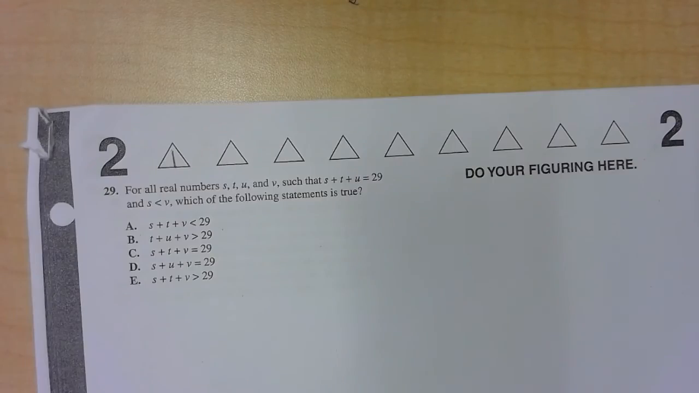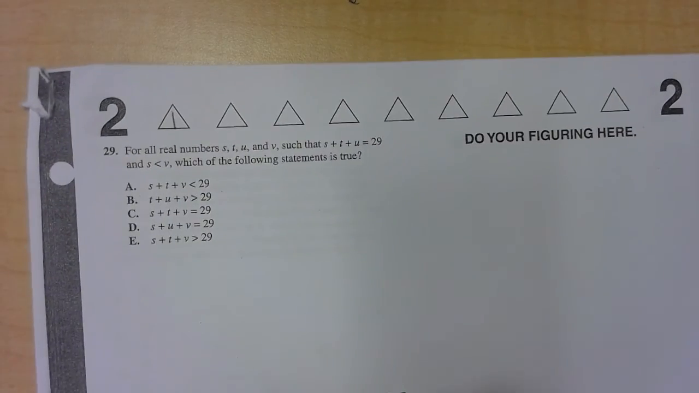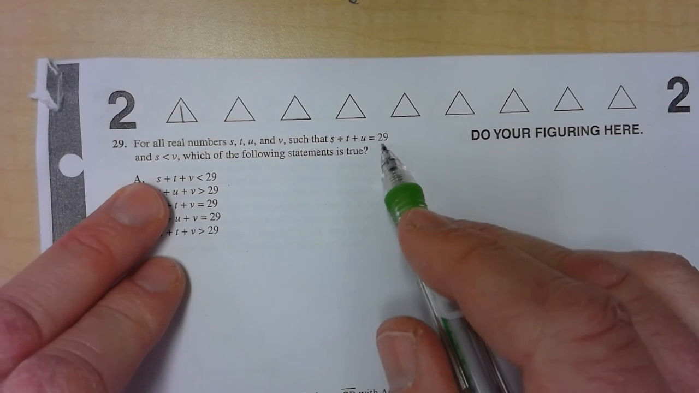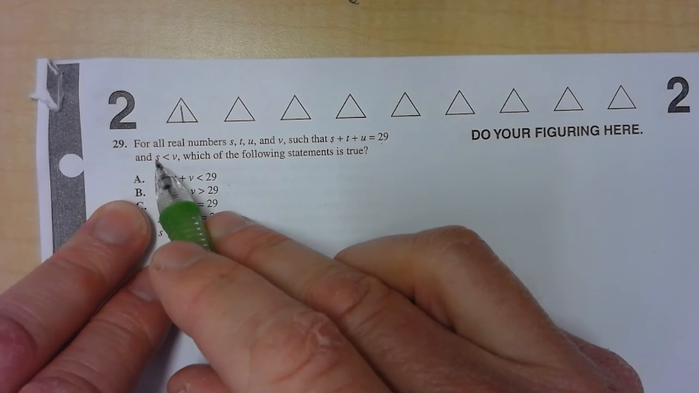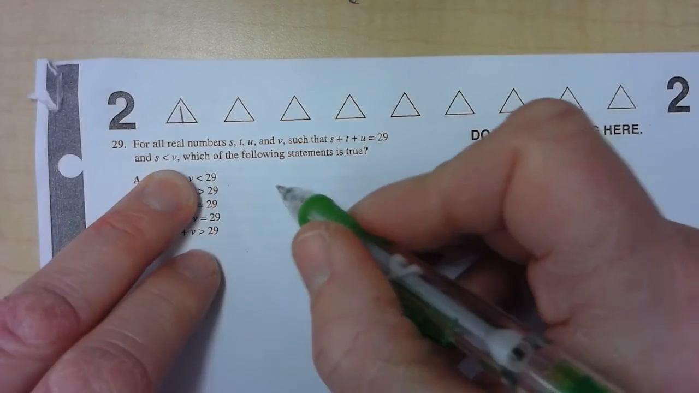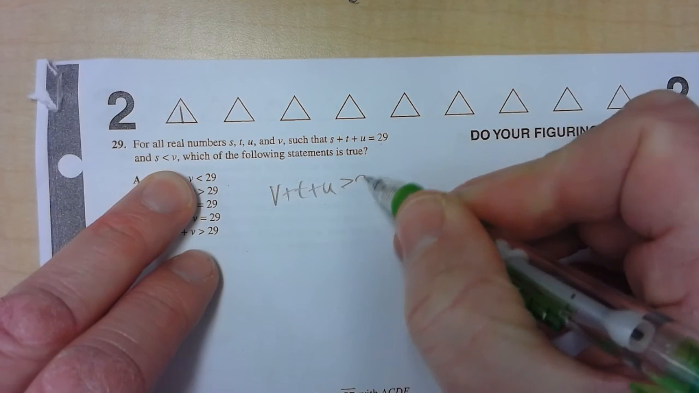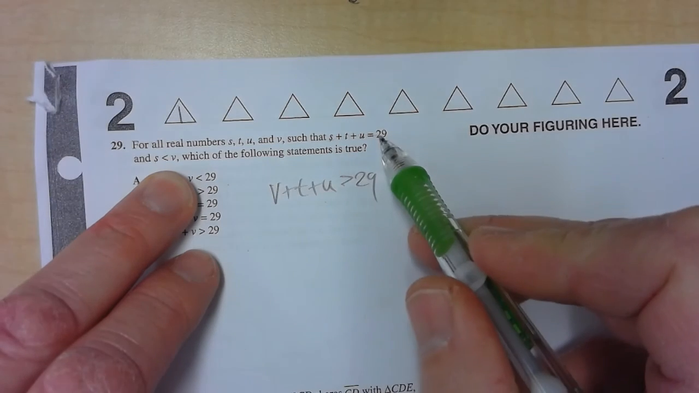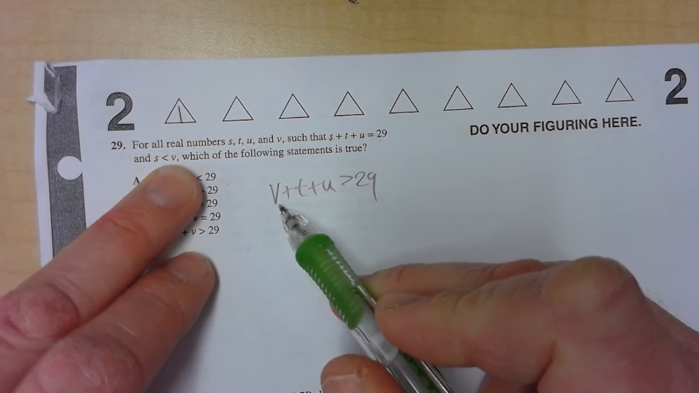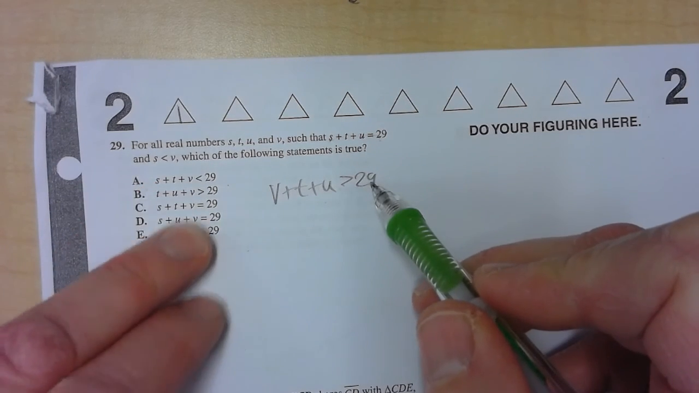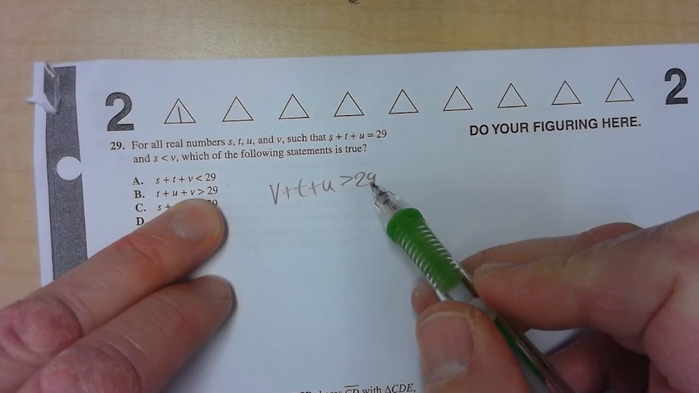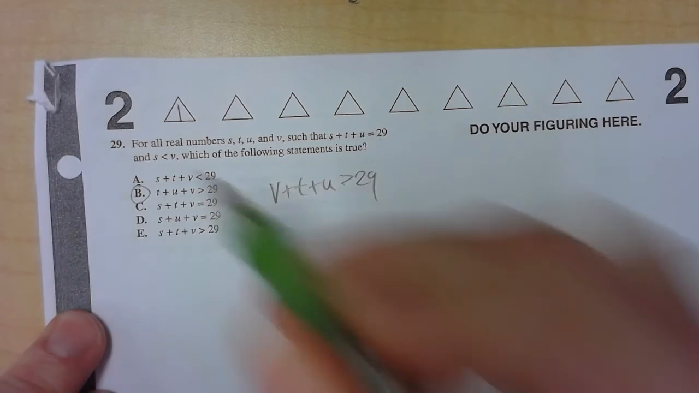Last two that I'm going to go over in this video. If we add the numbers together, we get 29, but notice V is larger than S, so if we substitute that in, V plus T plus U, that would have to be greater than 29, because those 3 make 29. So if you did that, put that bigger number in, that would be greater than 29, and that would be this choice right here, where they substituted that in.